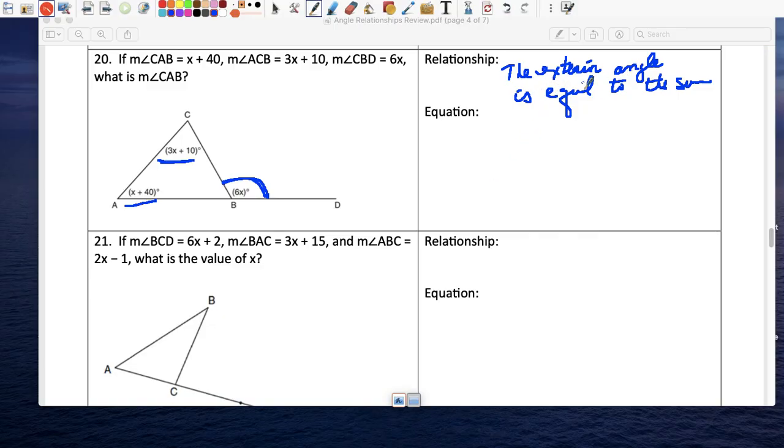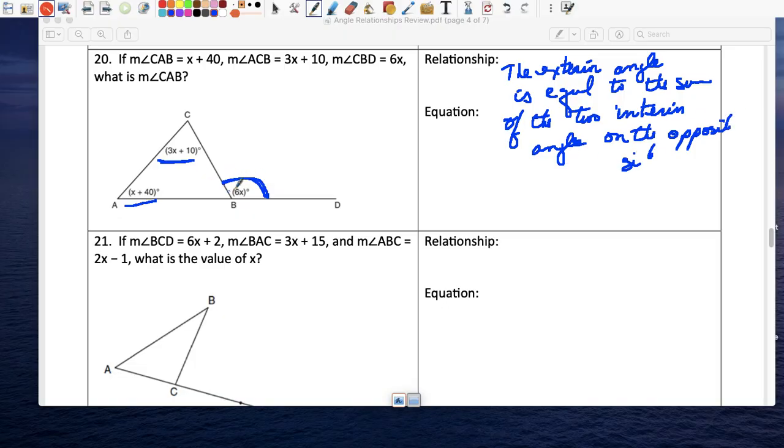So the exterior angle is equal to the sum of the two interior angles on the opposite side, right, on the other side. So it wouldn't be this angle. So opposite this angle, you have this guy, this guy, and this guy.